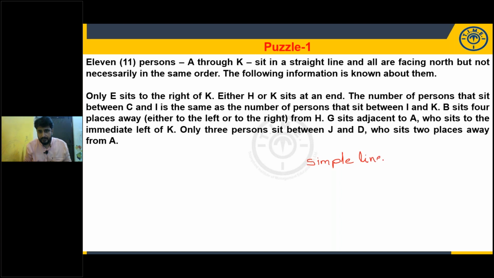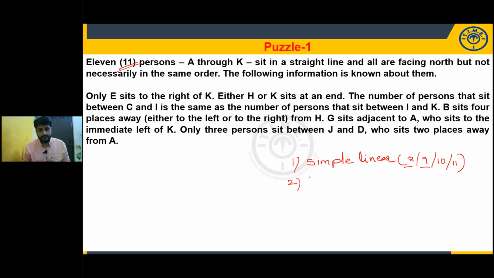Simple linear arrangement. It could be 8 persons, 9 persons, 10 persons, or 11 persons. I have taken an example with 11 persons, which is of PO prelims, but 8 or 9 persons will be given in clerical prelims. Simple linear arrangement is the one important model.